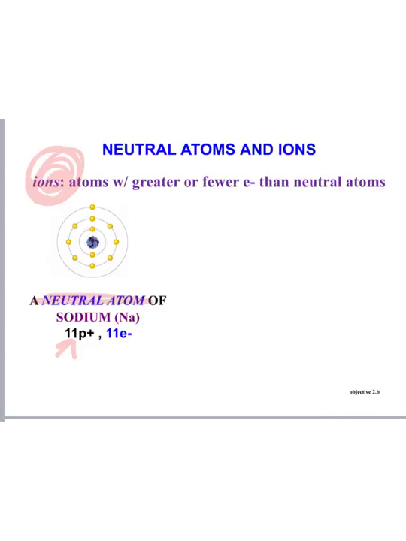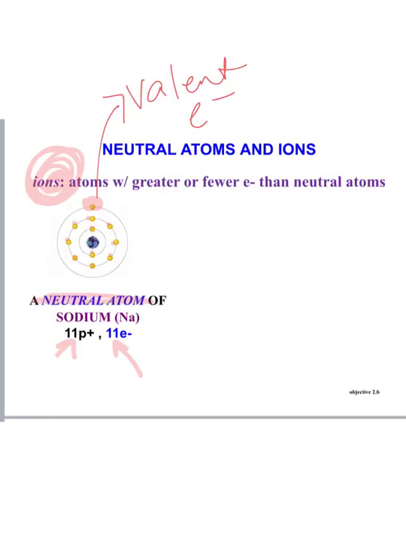That means it has 11 protons. And because this is a neutral atom of sodium, it also has 11 electrons. So if we count them, we get 1, 2, 3, 4, 5, 6, 7, 8, 9, 10, 11. And if we look in that outermost shell, we see one little electron here. This is our valence electron. That's the one in the outermost shell.